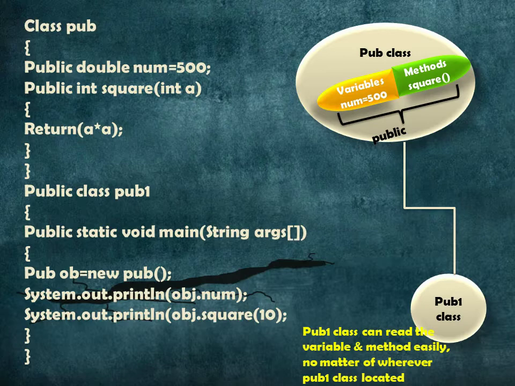Square method as public. And we are accessing the num variable and square method in the pub1 class. So the variable num and the square are in the pub class and pub1 class is ready to access. So we are able to access it. Why? Because it is declared as public.